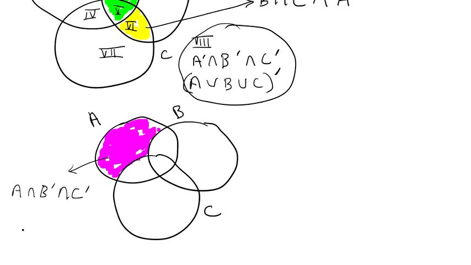Okay, and you could use De Morgan's laws to simplify this to A intersect the complement of B union C, and I'll let you verify this. So B or C complement is everything outside of B and C, and we intersect that. We see what it has in common with A. So those are the same thing. Let's do one more here.